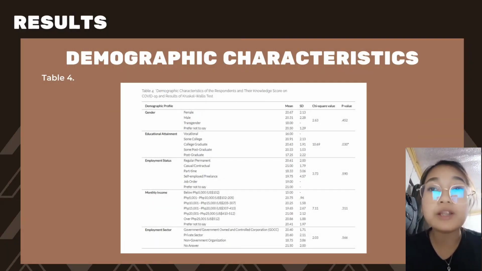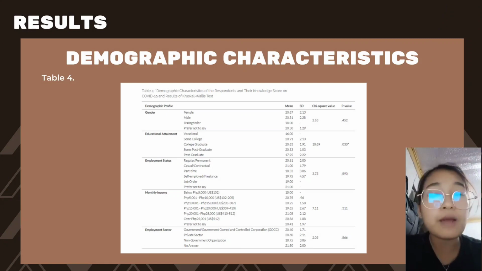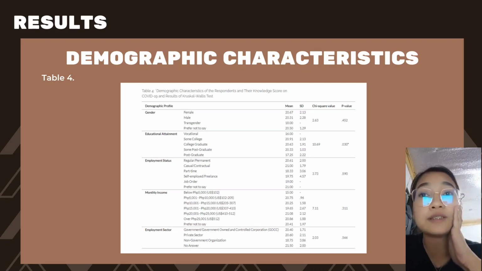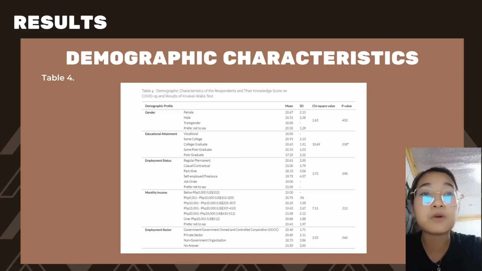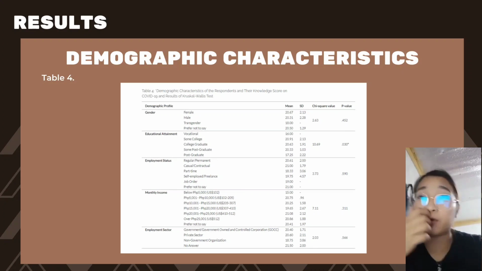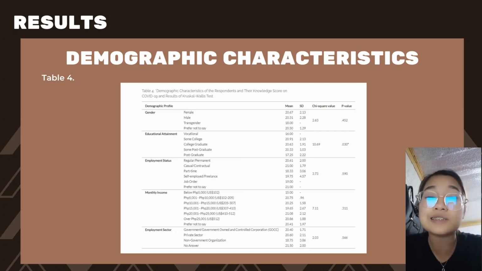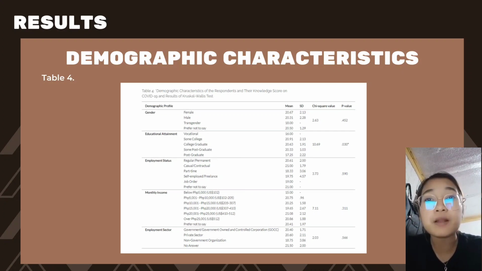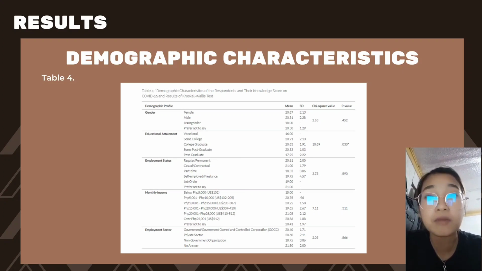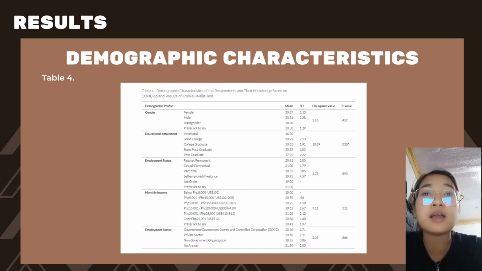For table 4, demographic characteristic of the respondent and their knowledge score on COVID-19 and result of Kruskal-Wallis test. So, the difference in the medians among different demographic characteristics were analyzed using the Kruskal-Wallis test. Makikita nyo dito sa table 4. Since the research utilized non-probability sampling, the non-parametric test was used. So, results of the Kruskal-Wallis test showed that there are significant differences in the knowledge scores in terms of the respondents' educational attainment, but not across other demographic characteristics.